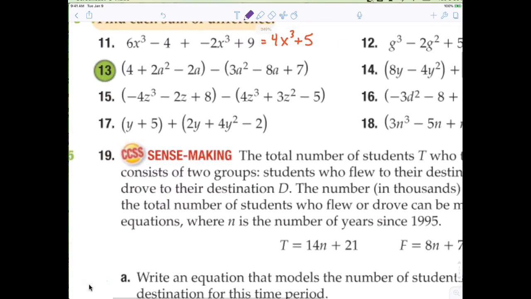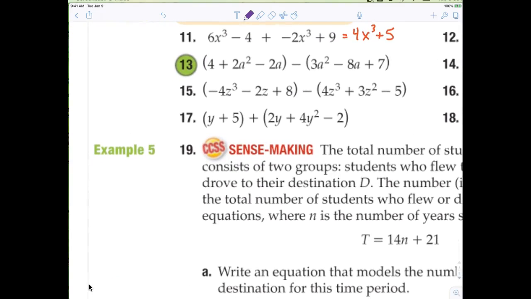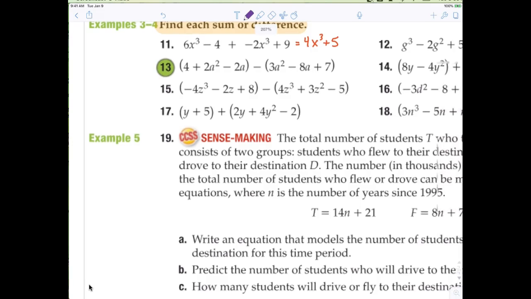All right, so everybody take a look at 13. When I'm doing 13, please watch up on the board. When you're doing 13, I want you to write it in standard form. So I want you to write 2a squared minus 2a plus 4. Everybody see that? Write it in standard form. That'll help out a bunch.